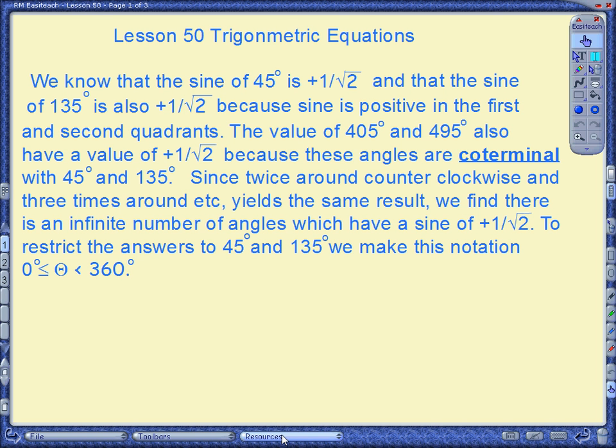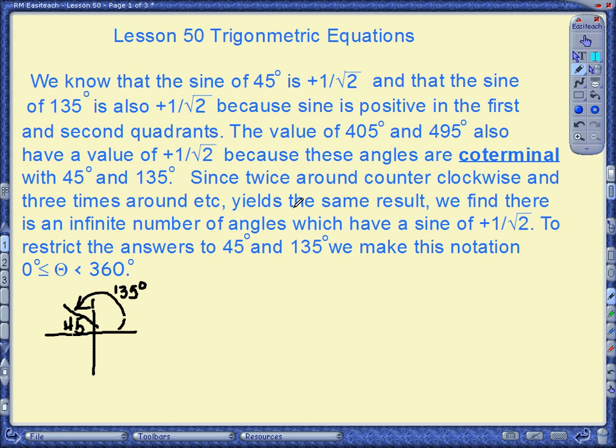This is lesson 50, and lesson 50 is about trig equations. Okay, so I need to get my pen here, and we know that the sine of 45 is 1 over root 2. You memorized all those triangles in advanced math, and that the sine of 135 is also 1 over root 2, and they're both positive, because sine is positive in the first and second quadrants, and 135 has a 45-degree angle as a related angle, or a reference angle, sometimes it's called.